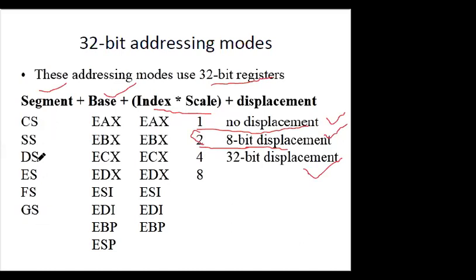These are segment registers. Segment registers are added to some offset, that is a base register or index register, any of them. Then we have index times a scaling factor, and displacement. So this is how a 32-bit address is generated in the 32-bit processor.